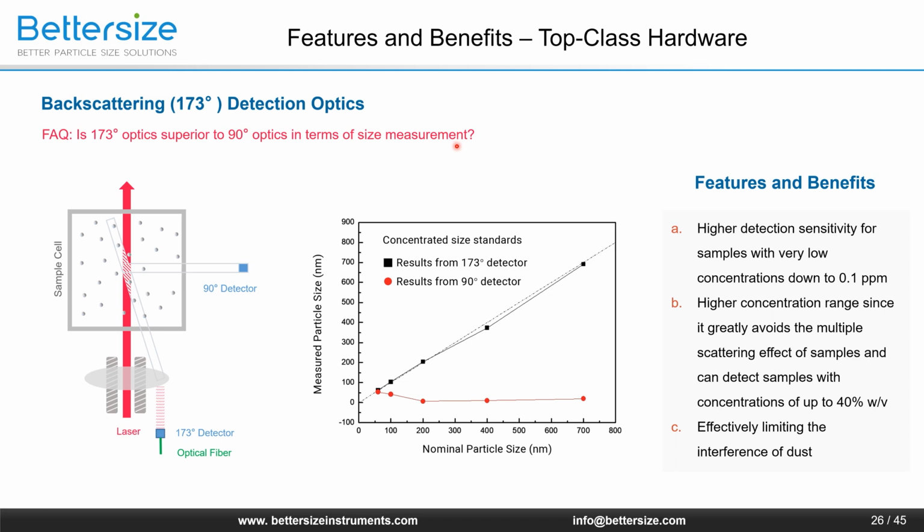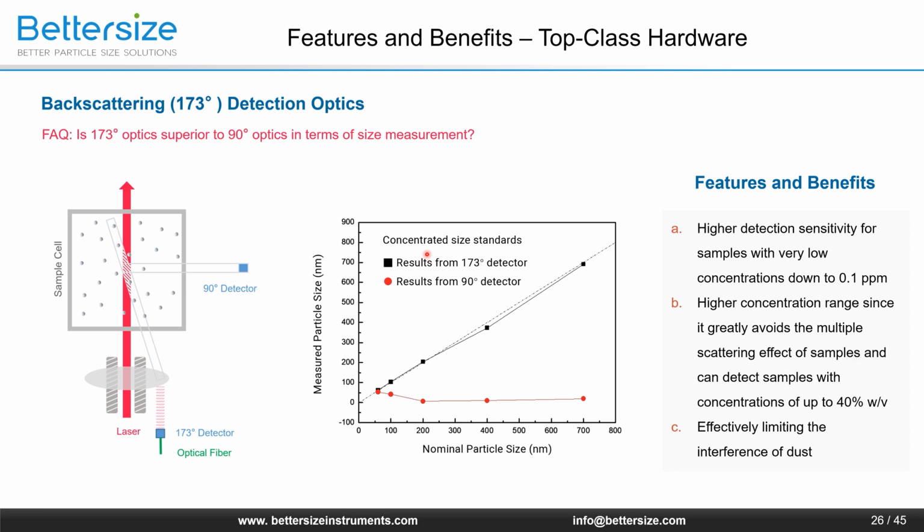When it comes to measurement sensitivity, the scattering volume of 173 degrees under the same optical bench is much larger than at 90 degrees, allowing more scatter light signals to be received and around 10 times more sensitive than at 90 degrees. So the 173-degree optics has higher sensitivity for very dilute or small particles.